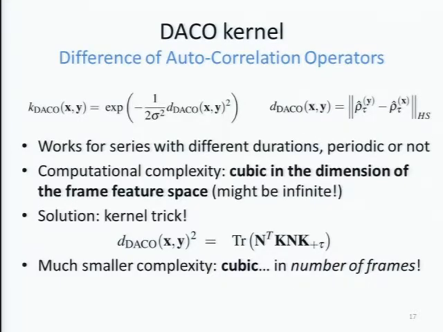So we have this kernel on frames. To this kernel corresponds a frame feature space that can be infinite dimensional. And the complexity of evaluating the distance is cubic in the dimension of this space. So basically it's intractable. We cannot compute it, just to compare two videos.